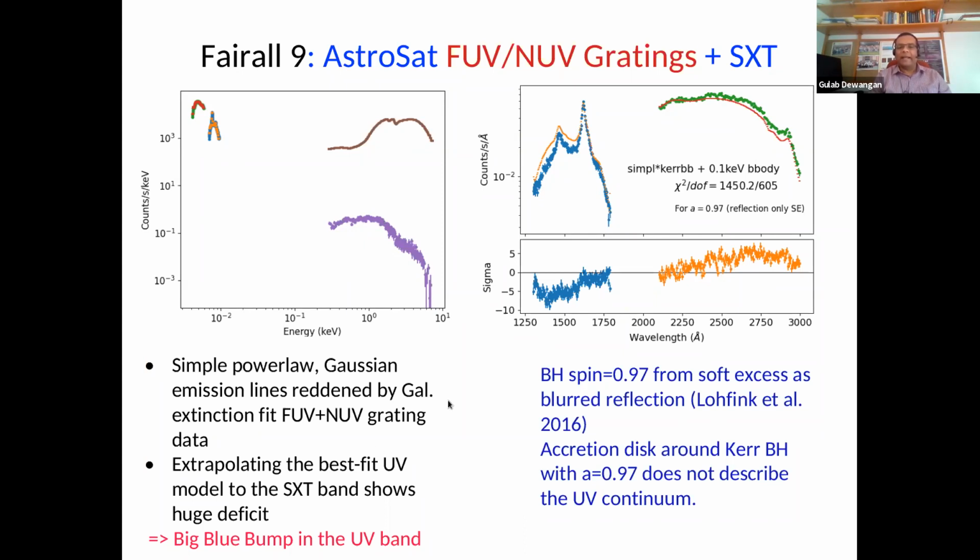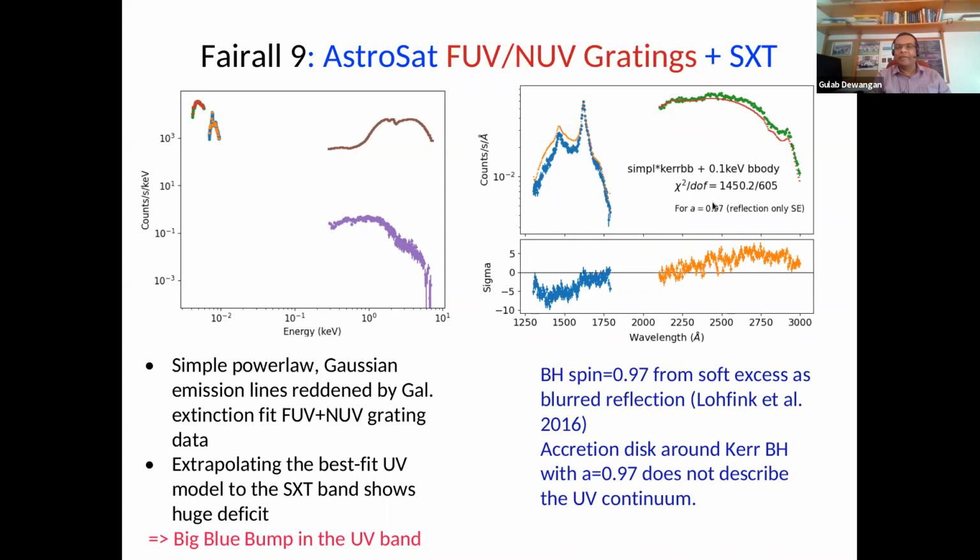In earlier studies using X-rays only, soft X-rays and hard X-rays, people have inferred a black hole spin of 0.97 by modeling the soft X-rays, either the reflection or blurred reflection spectrum. Now, because we have the ultraviolet continuum from the intrinsic emission of the accretion disk itself, one can test whether such a black hole spin is allowed, or whether this emission is really the standard disk emission. And in this case, it doesn't. The UVIT data is not consistent with a black hole spin of 0.97 here.